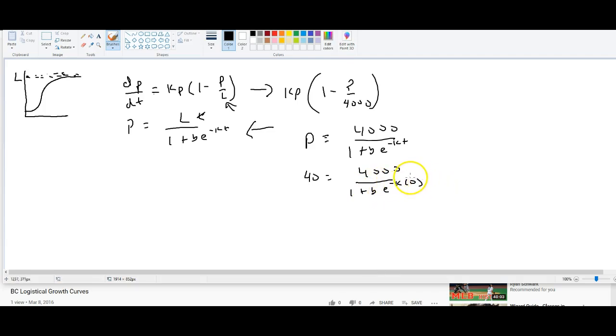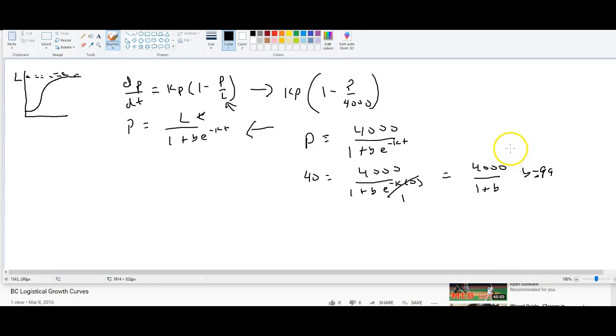So initially I have 0 in the exponent. This all becomes 1. And so I end up with 4,000 over 1 plus b. b must therefore equal 99. Again, this is what makes my initial conditions work, which is the primary job of b to begin with. Next question is, graph the slope field.